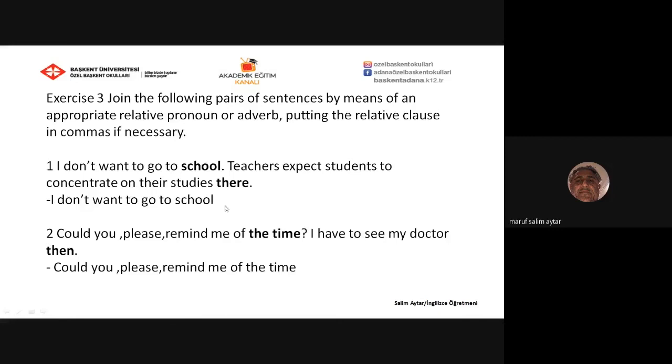Teachers expect students to concentrate on their studies. Full stop. Why not? Could you please remind me of the time? The time. Which time? You have to explain it, huh? You have to define it actually, rather than explaining it.